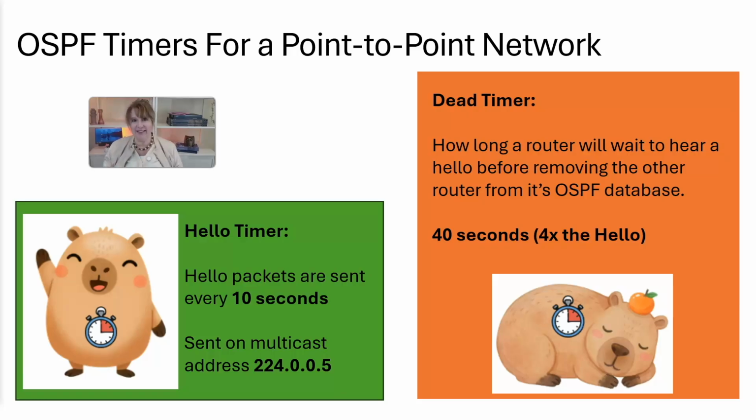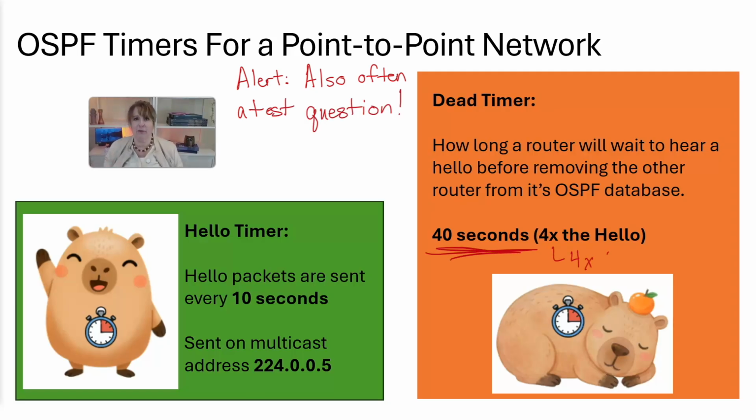The dead timer, as demonstrated by our sleeping capybara, controls how long a router will wait to hear a hello packet from a neighbor router. In a point-to-point OSPF topology, the dead timer is 40 seconds by default. If a router does not receive a hello packet from a neighbor within the dead timer interval, the neighbor relationship is considered down, and the router removes that neighbor from its OSPF database.